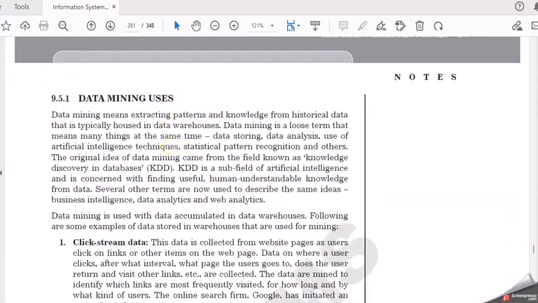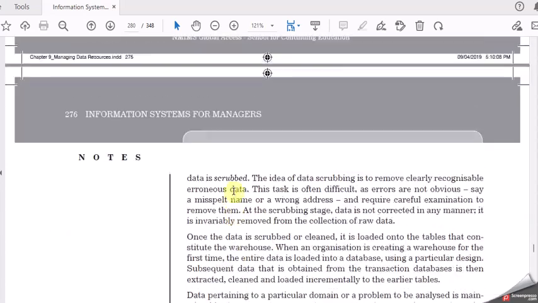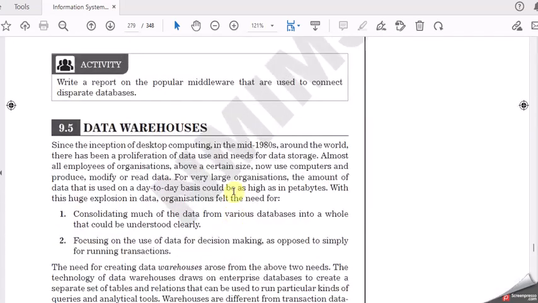Just to mention, you have to write question number one in around 1,000 words. So try to add a little more introduction and brief information in this.